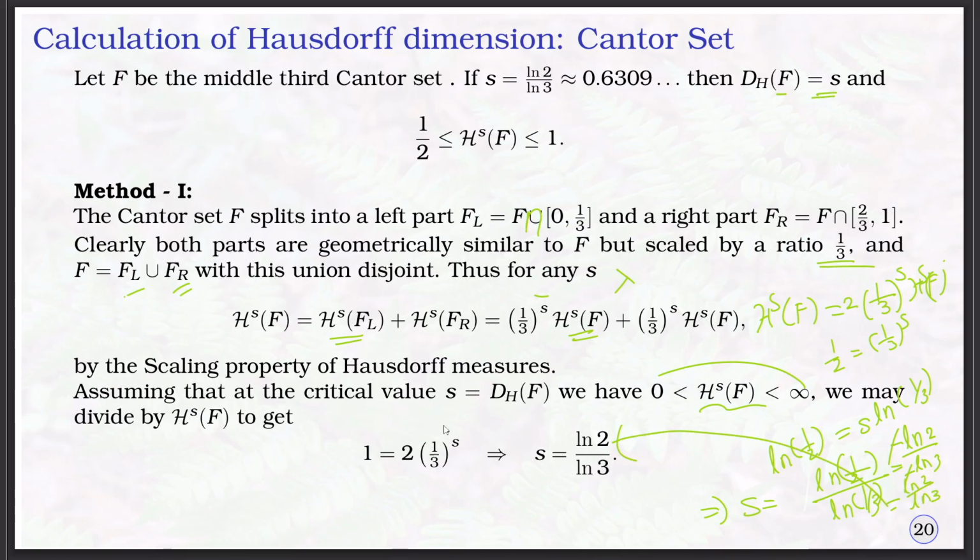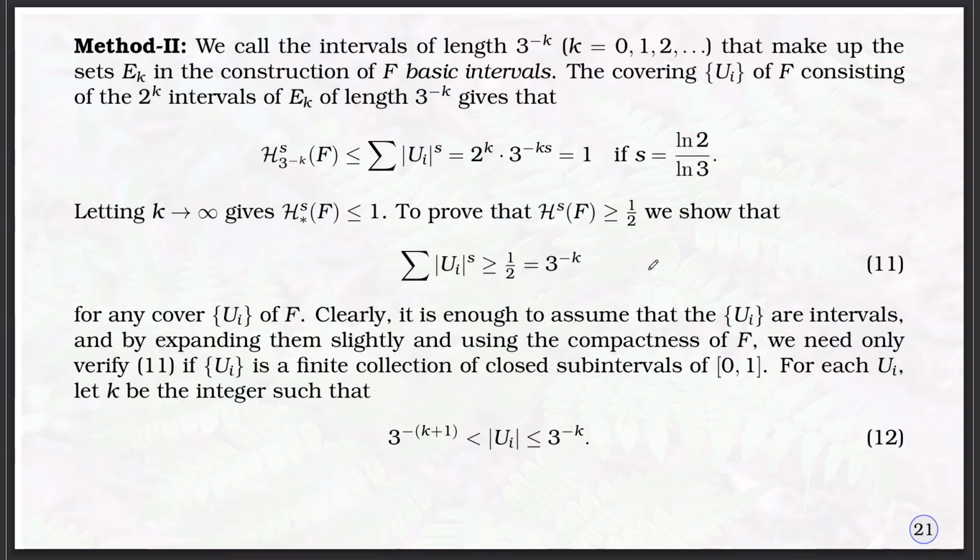So by using the left side and right side, we get this equation: 1 equals 2 times (1/3)^s, which implies the s value is ln 2 by ln 3. So for this critical value, H^s of F lies between these values, therefore the Hausdorff dimension of the Cantor set is ln 2 by ln 3, approximately equal to 0.6309.